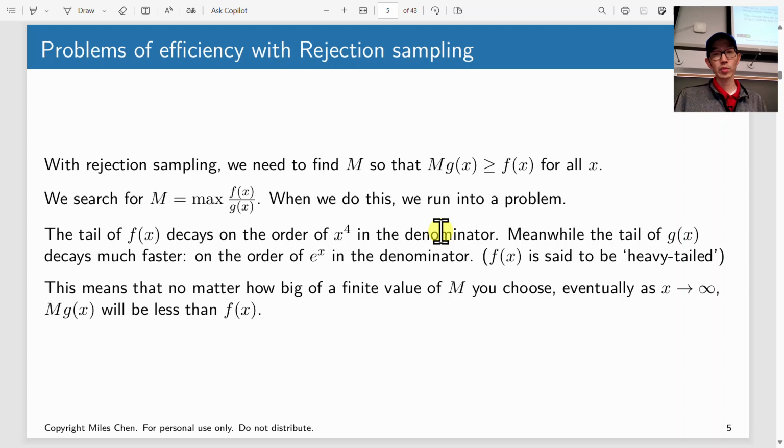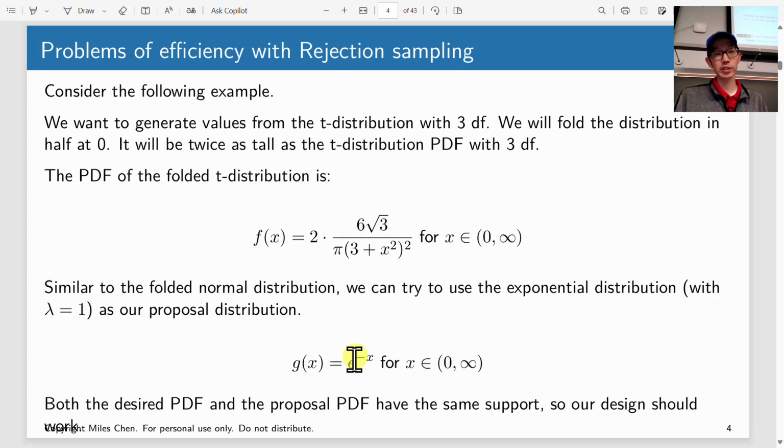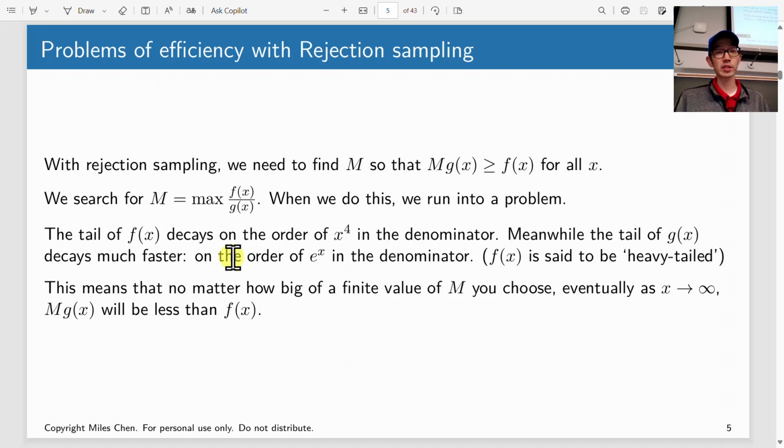Okay? Whereas the tail of g of x down here is basically 1 over e to the x. Okay? So the numerator decays, approaches 0 on the order of 1 over x to the fourth, and then the denominator approaches 0 on the order of 1 over e to the x. Okay, so decay is much faster, right? And so, you know, the t distribution is heavy-tailed.